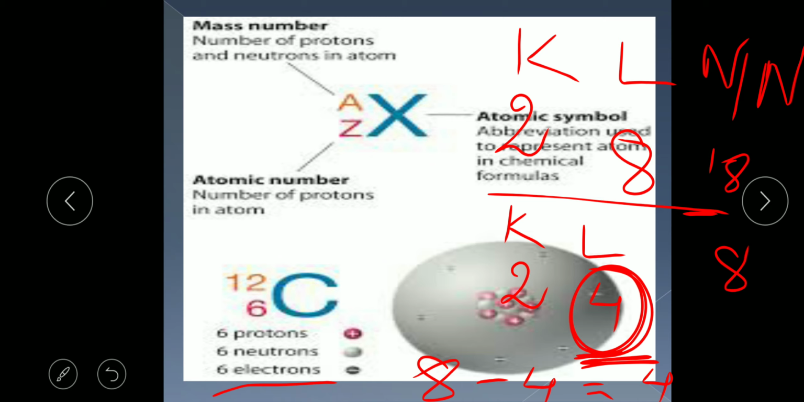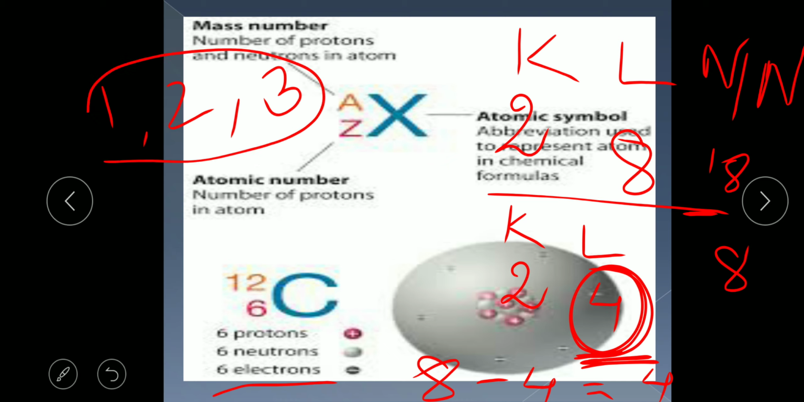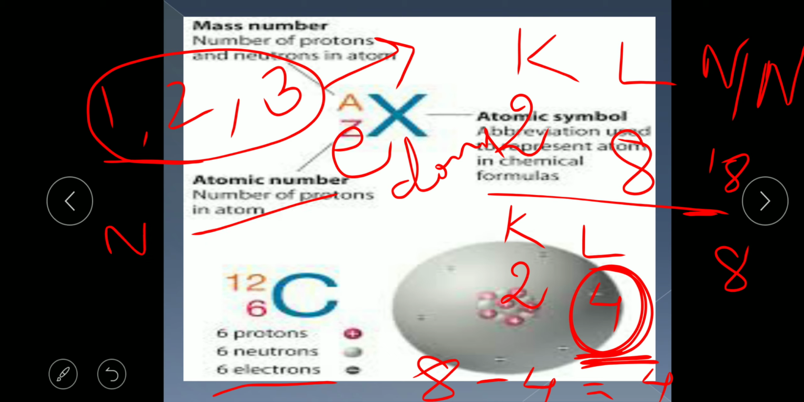Okay. Now please remember, it will be used in the next classes, that if the element has 1, 2 or 3 electrons in the outermost cell, these elements will give the electrons. And when it gives the electrons, it will be the electron donor. Such elements will be known as metals, and they will form the ionic bond. The bond formed by the complete transfer of electrons is known as ionic bond.